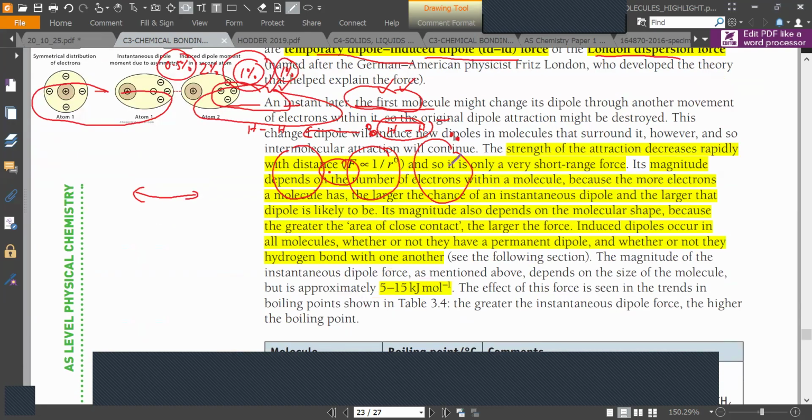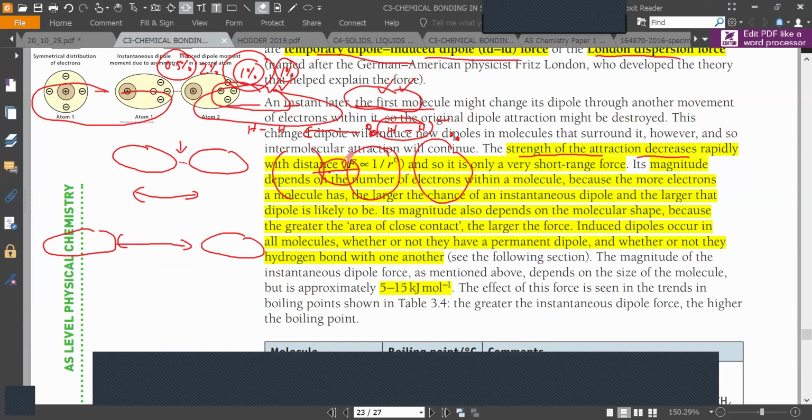Another point about this is that the strength of attraction decreases rapidly with distance. When they are close together it can happen, but when they are far away, it's much weaker. So distance is very important. Now we are looking at a few key points about this induced dipole. First point is distance. They need to be close together. It's a very short range force. When they are far away, it cannot happen.